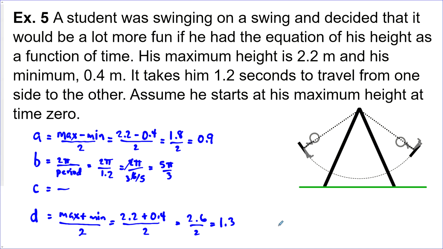And now we're ready to make our equation. So this is the height, our variable's time. First is our A value, 0.9. Next is cos, because that's the one we're going to use. Then our B value, 5 pi over 3. T is our variable. No c value, so we'll just close the brackets here. And our midline, or d value, is 1.3. And there's an equation. We'll model his height.